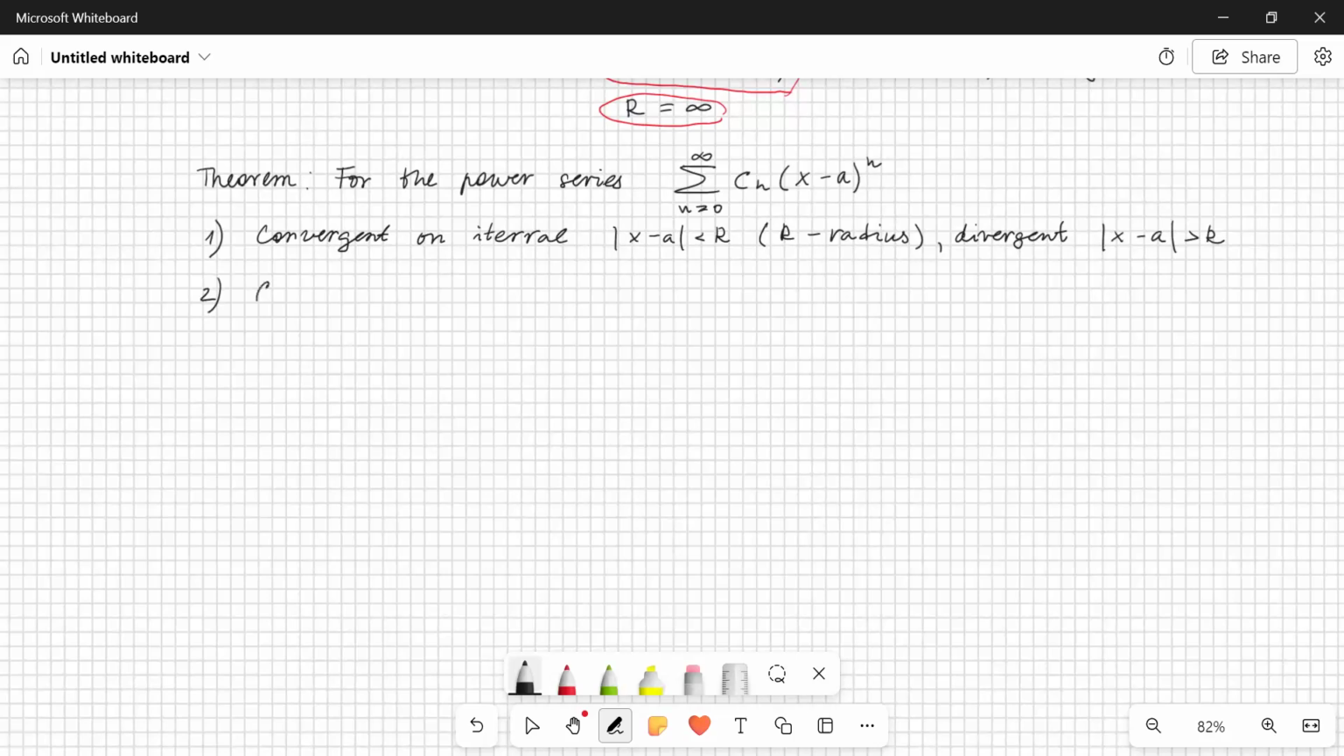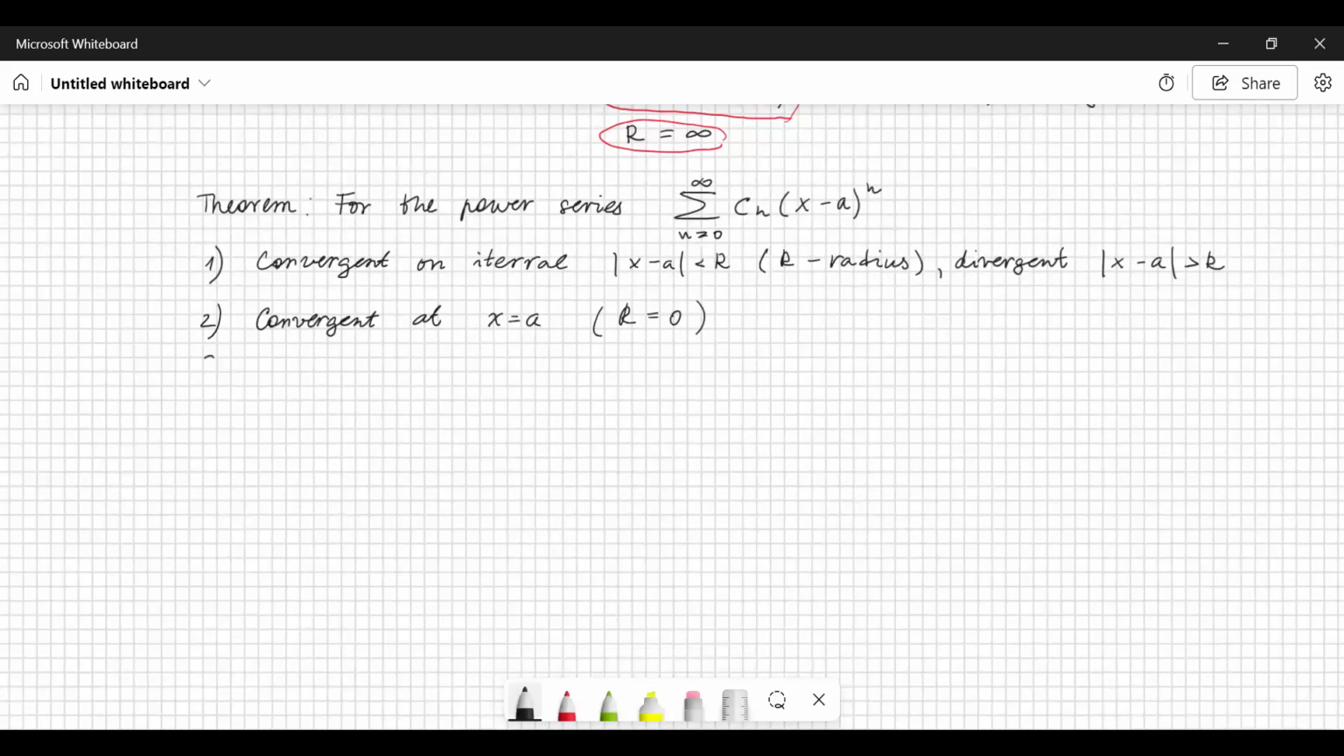Number two, convergent at x equals a only, when this factor x minus a is equal to 0, which happens when x equals a. And then the radius is going to be equal to 0. Or convergent for all x, and the radius is going to be equal to infinity.